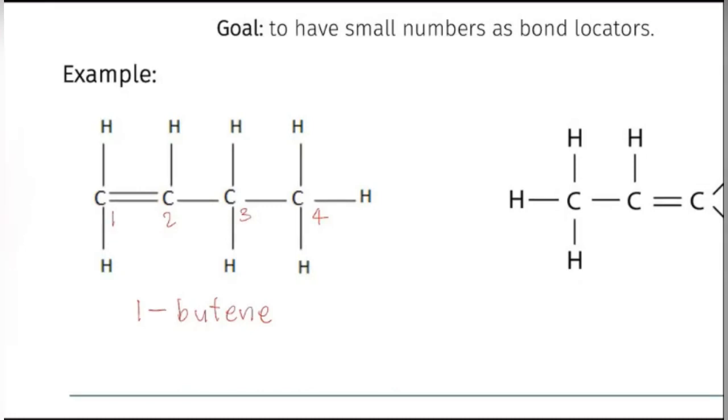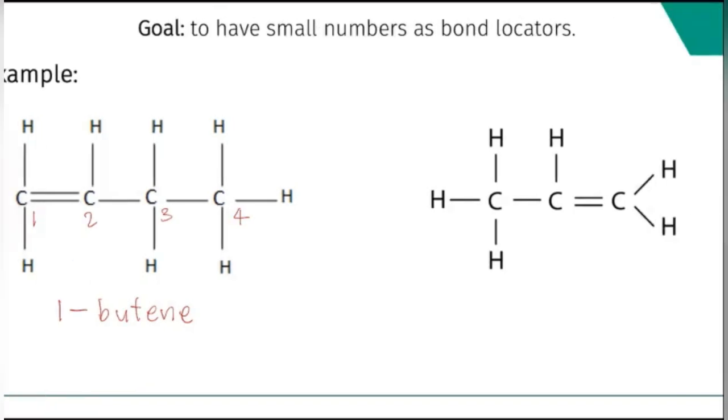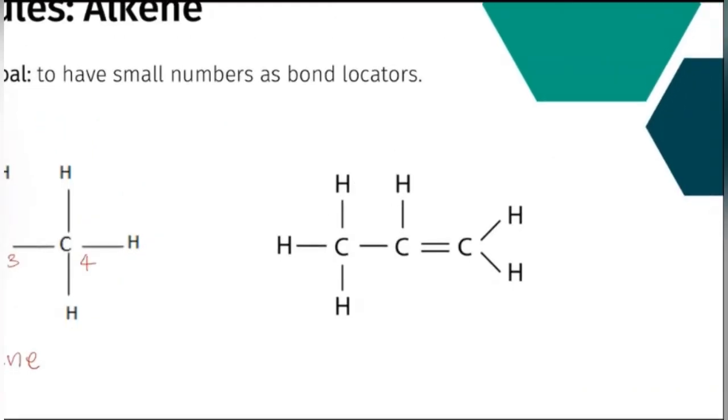Why not 2? Again, our goal is to have a small number as bond locator. So we will not write 2 because it's greater than 1. So 1 is less than 2, so our goal will be achieved to have a small number as bond locator. So the name of this hydrocarbon is 1-butene. Okay, next, another example.